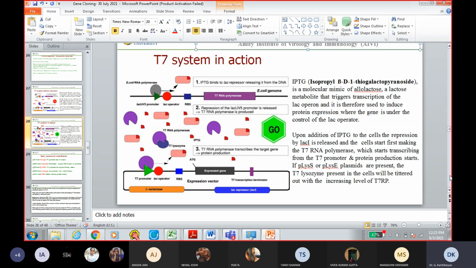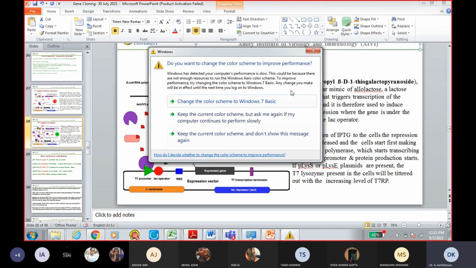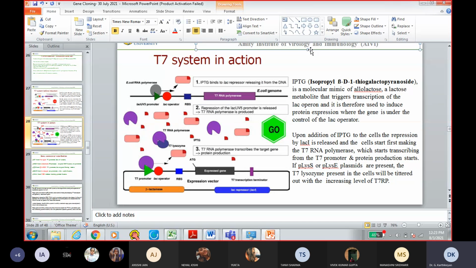Lactose will get broken down, right? Lactose is a disaccharide. It will get broken down to glucose and galactose. So at some point, the lactose concentration will come down and the LAC repressor will go and bind again. If you use IPTG, which is a non-hydrolyzable analog, it will stay bound to the repressor and keep making sure that the transcription is always on. That is the reason why people use IPTG rather than lactose.